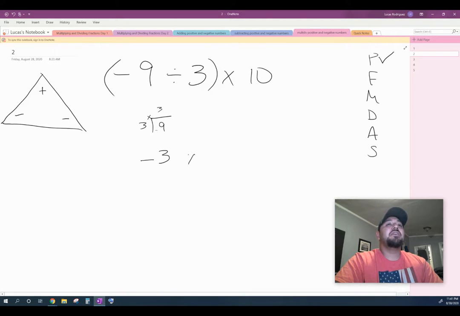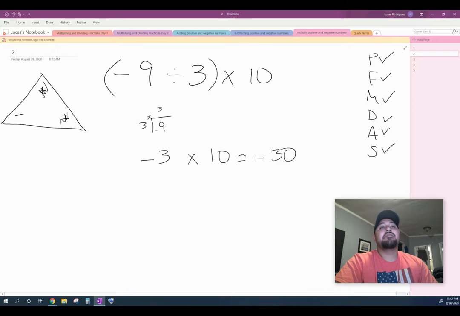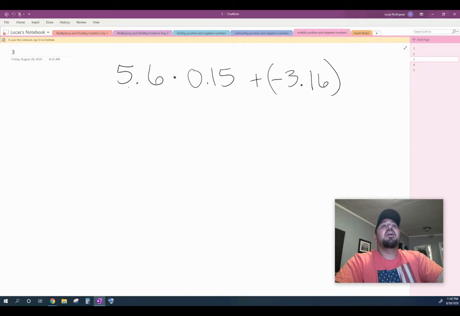Now it's negative 3 times, so I don't have any exponents. I do have a multiplication, and then that should be it, right? So I'm going to multiply this times 10. Well, I have a negative, so I'm going to cover up negative. I have a positive, cover up positive. I'm left with a negative. Okay, 3 times 10, just add a 0 to the end, negative 30. Answer right there. Simple.